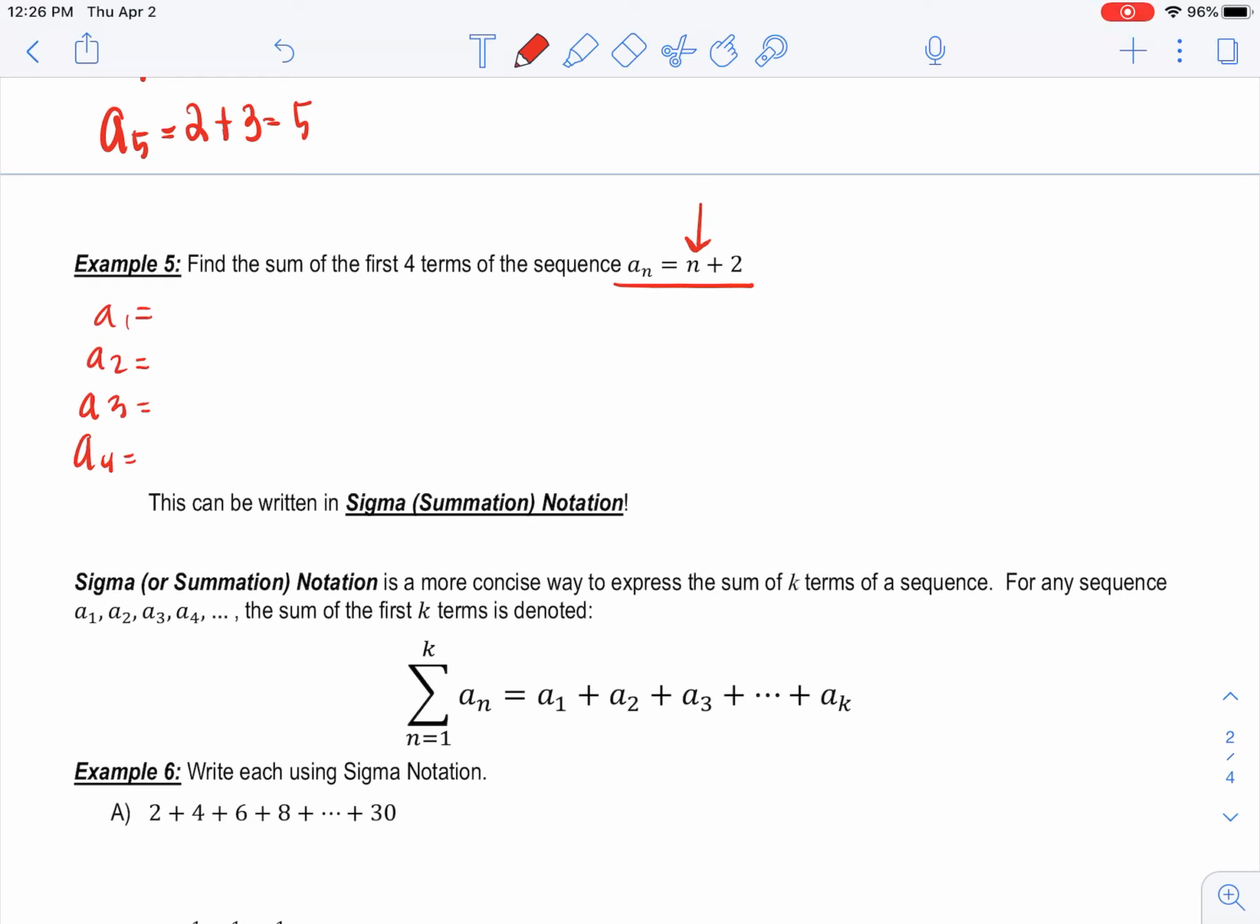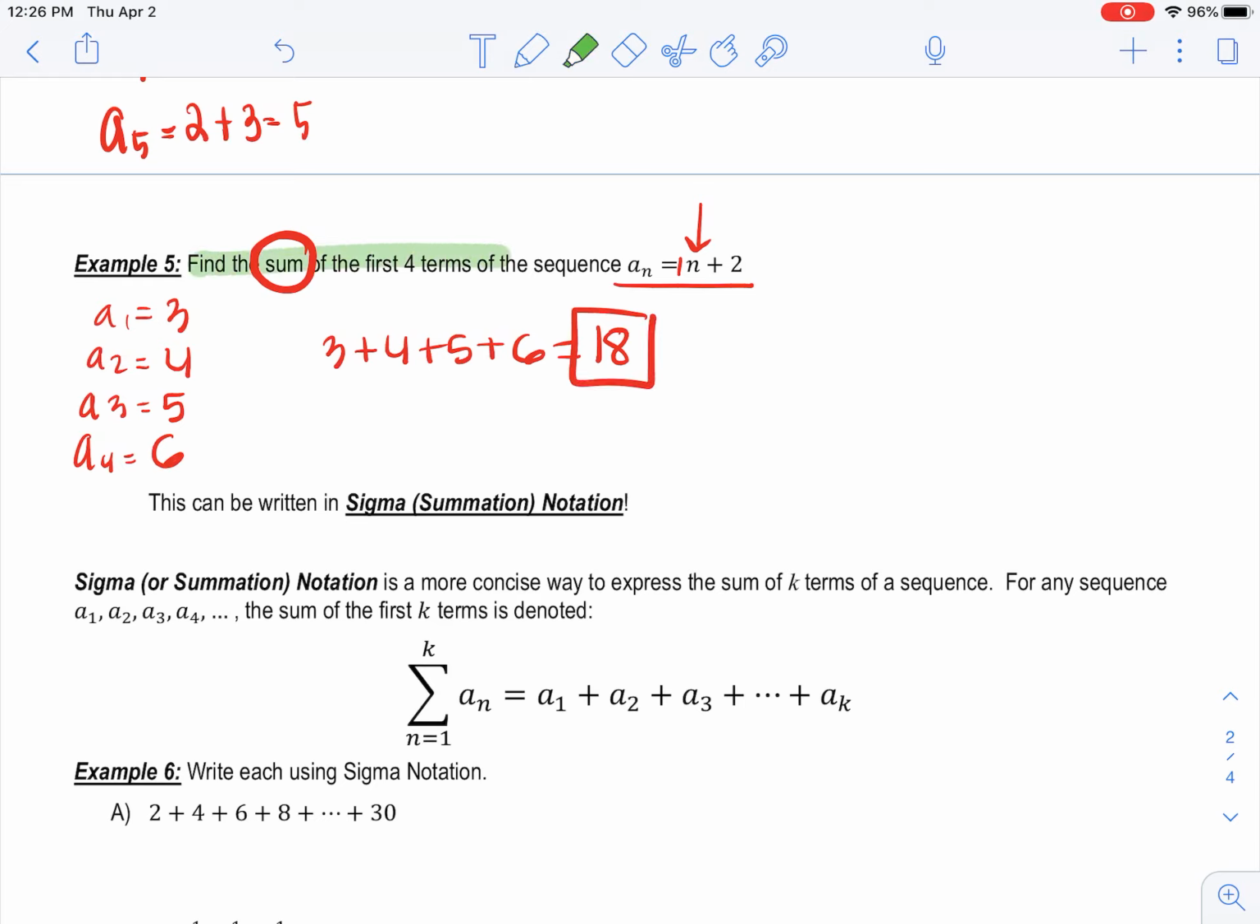All right, plugging in 1, we get 3. Plugging in 2, we get 4. Plugging in 3, we get 5. Plugging in 4, we get 6. You could have also said, oh, this is a multiplier of 1, so I'm going to add 1 to get each additional term after I get my first term. All right, now the only difference on this one says it says find the sum. So we're going to do 3 plus 4 plus 5 plus 6, which is 18.